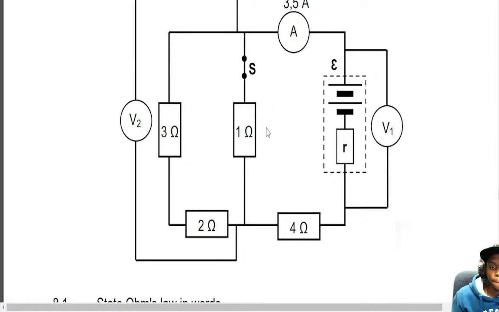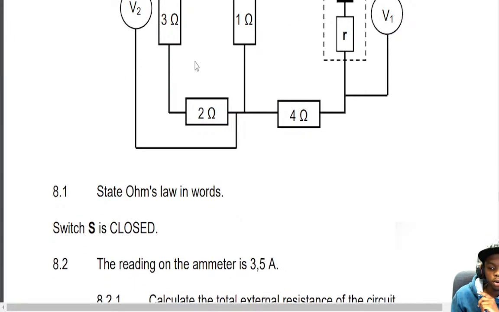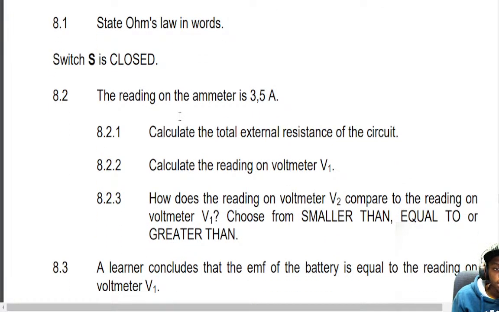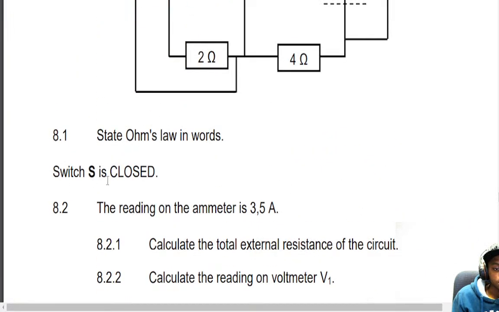Okay, so now we dive into the questions. I have 8.1: state Ohm's law in words. That one is a definition, you can read it: the potential difference across a conductor is directly proportional to the current in that conductor at a constant temperature. That's the definition for Ohm's law. Now they tell us that the switch is closed.